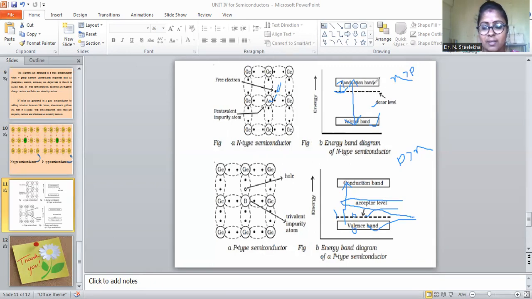So the number of electrons in the conduction band is greater than the number of holes in the valency band in N-type semiconductor. So what about the Fermi level? The Fermi level shifts towards the conduction band in N-type semiconductor, but towards the valency band in P-type semiconductor. So the variation of Fermi level depends on the temperature and the concentration of charge carriers. Like this, P-type and N-type semiconductors are formed. So this is about intrinsic semiconductor and extrinsic semiconductor. Thank you.